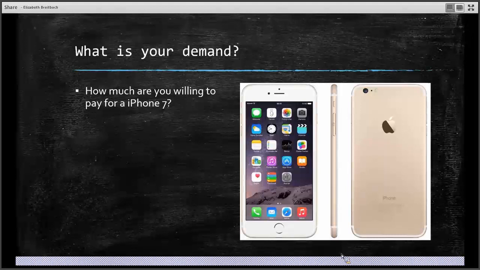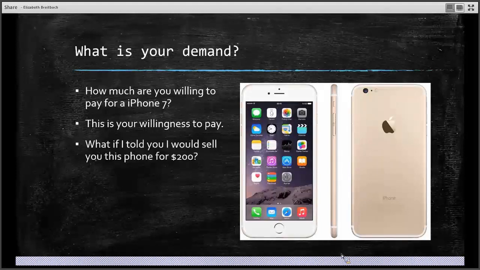Hopefully we all have a price. This is what we call your willingness to pay. That's what you are willing to pay. Hopefully you also have the ability to pay that amount, so hopefully you have that money stored up, or you can come up with some way of funding that. But this is your willingness to pay. This is how much you are willing to pay for this phone.